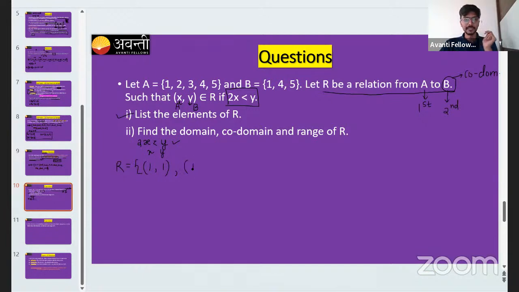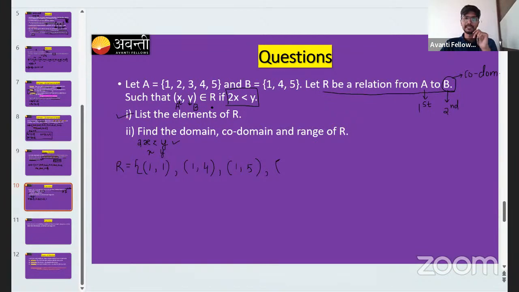Then I can also write 1, 4. Please let me know if I make a mistake. Please take 1, 4. Twice of 1 should be less than 4. Please listen very carefully how I read this. Twice of x should be less than y. Twice of 1 should be less than 4. Yes, it is true. I can also write 1, 5. Twice of 1 is 2 and 2 is less than 5. Yes, very good.